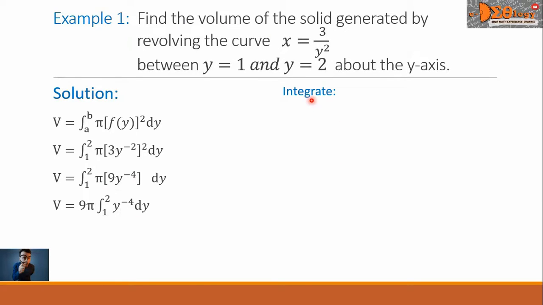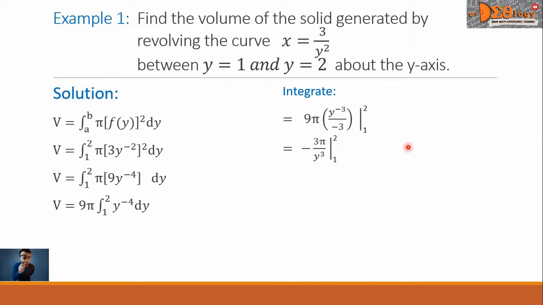Then let us integrate. The constant 9 pi we will write here, and by the power rule, the y raised to negative 4 becomes y raised to negative 3 over negative 3. This will be evaluated from 1 to 2. We can simplify this further. We can cancel the 9 and the negative 3. So we have now this negative 3 pi all over y cubed.